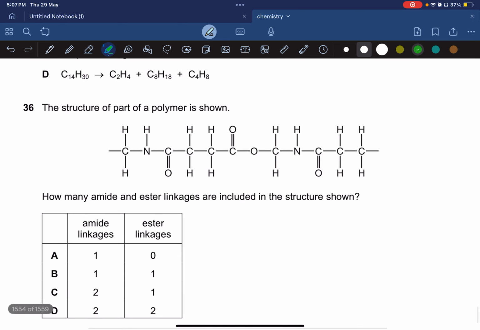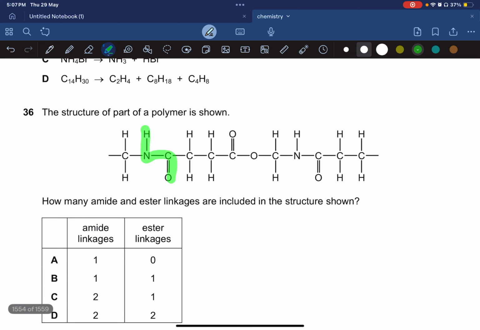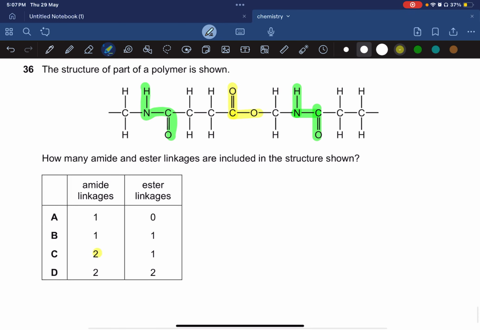That was easy. The structure of part of a polymer is shown, okay? What is this? That's an amide linkage. Then that's an ester linkage. Let's color code the amide and ester linkages. That's going to be an amide linkage. Right here at the center we have an ester linkage. Do we have any other linkages? No. So how many amide linkages? We have two amide linkages and one ester linkage.